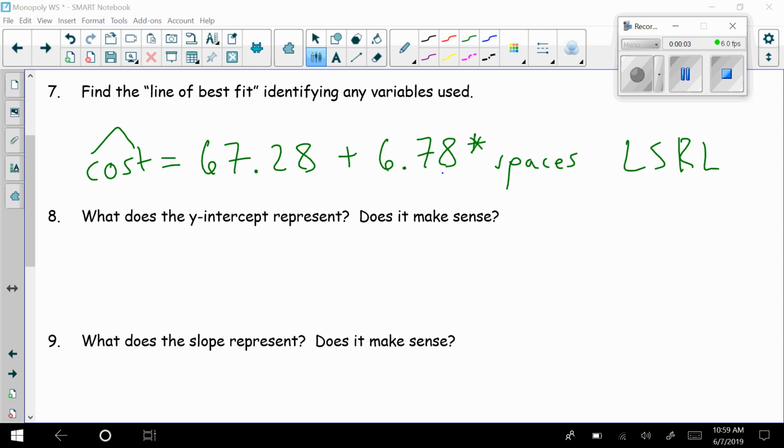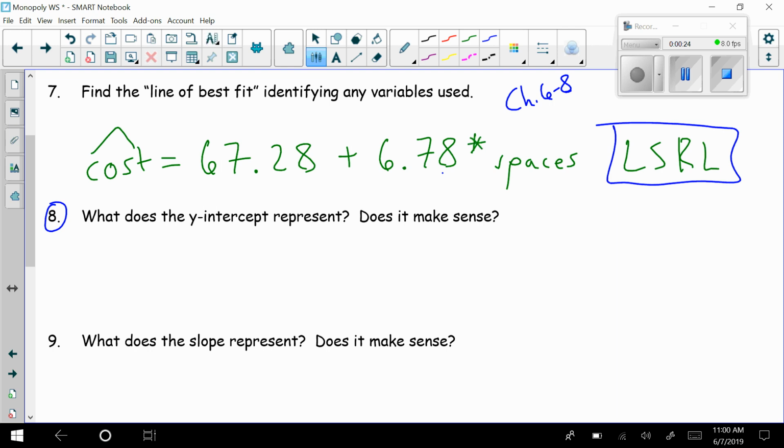Welcome back, statistics students. We are still inside of chapters 6 through 8, and we've done the first 7 examples from the Monopoly sheet. We're on to example number 8 here, and I've left up my least squares regression line, because I'm going to need it. It says, what does the y-intercept represent?